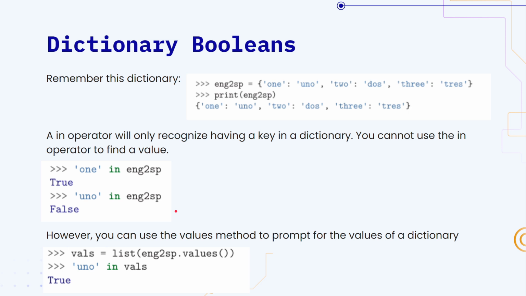However, we could combat this issue by using the values method. So if we assign the variable values to a list, which we're going to create, of all of the English to Spanish values, like we did over here. So what we did over here is we created a list of the English to Spanish values using the .values function, which just gets the values of each key in the dictionary. And then we're going to prompt for uno in values. That will come back as true, as again we're using the values and there is uno in values.